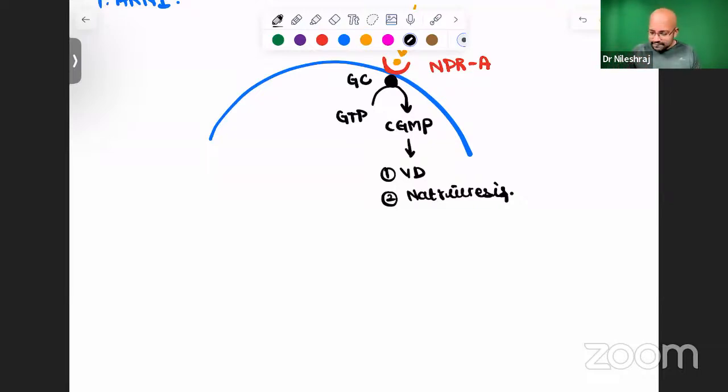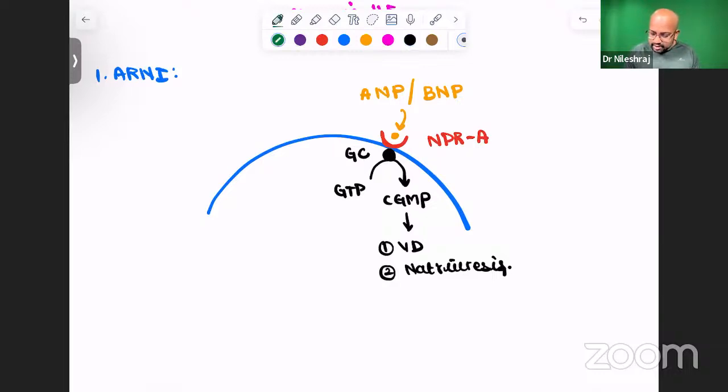Now, unfortunately, this does not happen over a longer duration because these are, after all, just peptide molecules. Peptides are quickly broken down by peptidase enzymes. We have an enzyme called neutral endopeptidase, which quickly breaks down ANP and BNP. Because they are quickly broken down, the peptides are not accumulating. That's the reason why natriuresis and vasodilatation are not long-lasting in many patients.